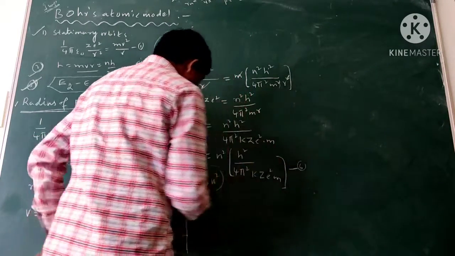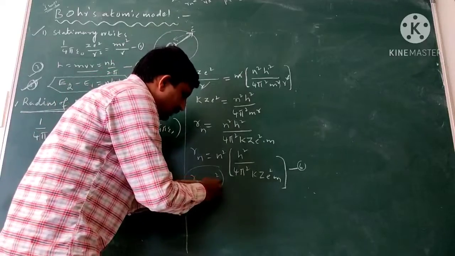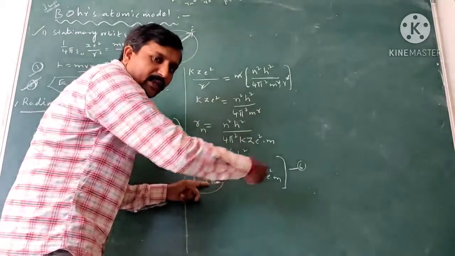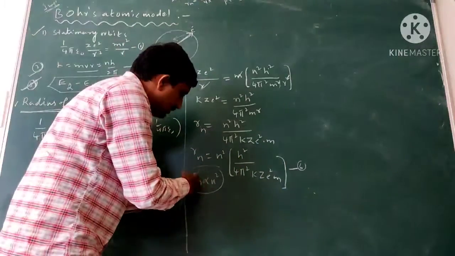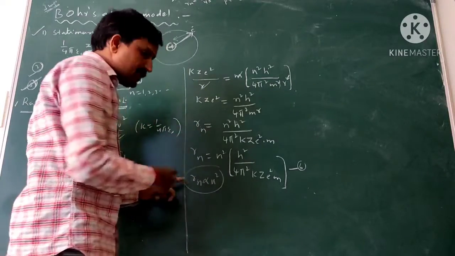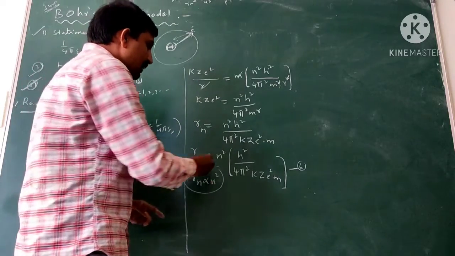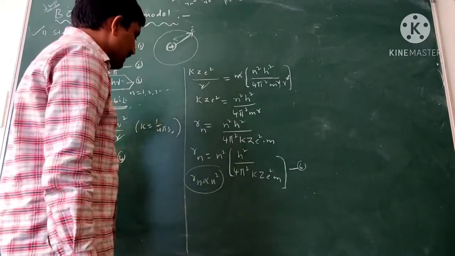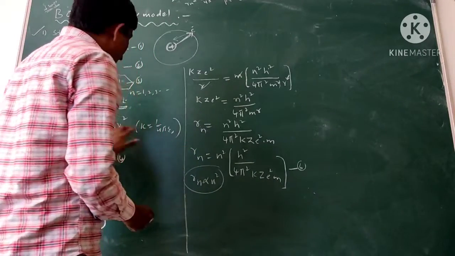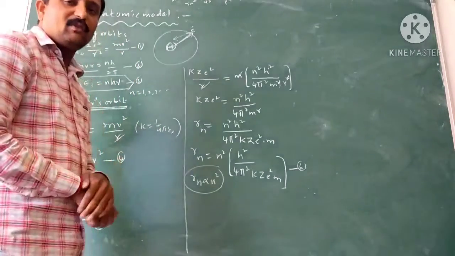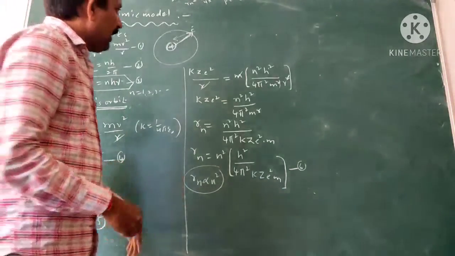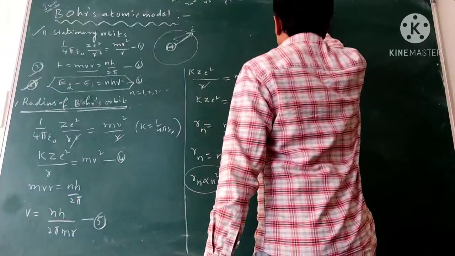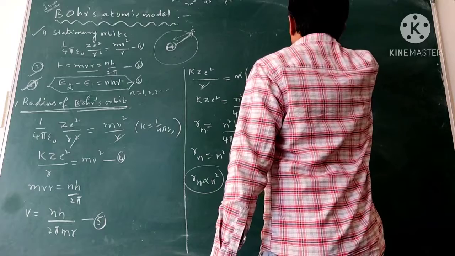That means if the number of orbits increases, the radius of the atom also increases. Rn is proportional to n square. Equation 6 represents the radius of Bohr orbit. And next, velocity of Bohr orbit.